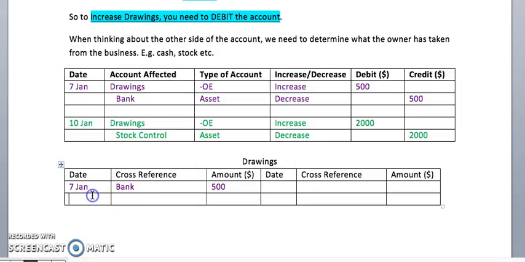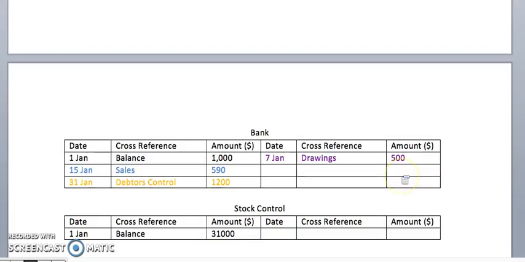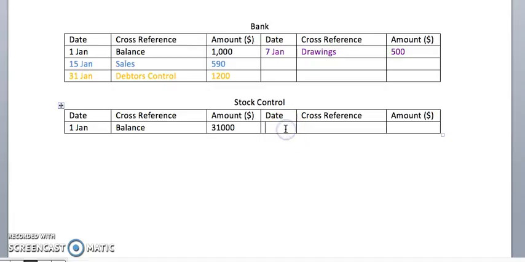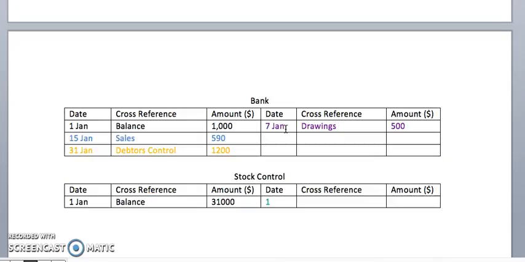Same deal with this one, 10th of Jan. We've got the other side of this debit is going to be the credit, which is stock control. The other side of the debit is the credit, stock control, 2,000. And then down here on the 10th, we're going to do the other side of this transaction. So the other side of the stock control, the debit as a result of the credit is drawings, 2,000.